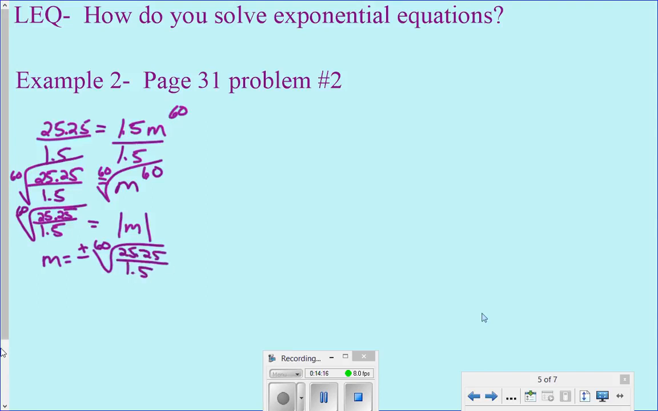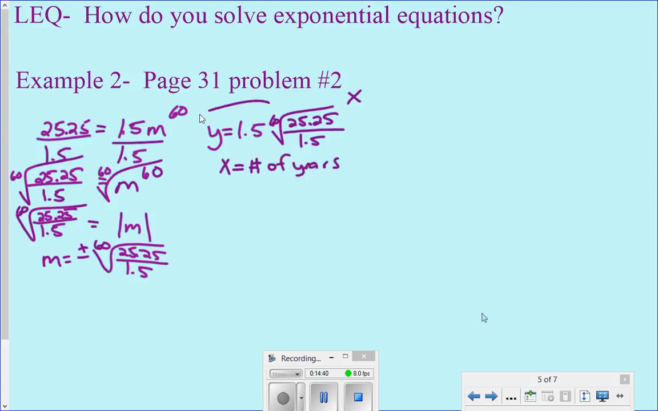Okay, so next I'm supposed to write the equation. Well, my equation is y equals 1.5 is the initial amount. That number is my multiplier. Again, I'm dropping the negative 1. And that's raised to the x power. Here, x is the number of years. So that's A's answer.